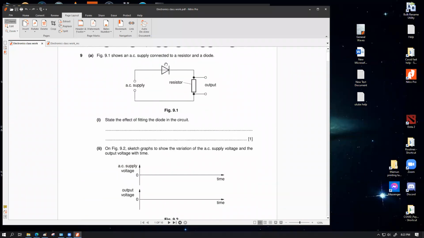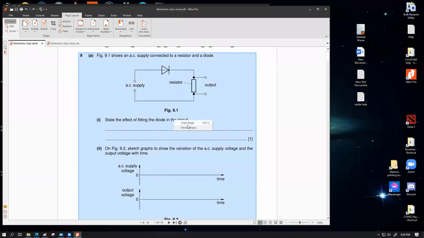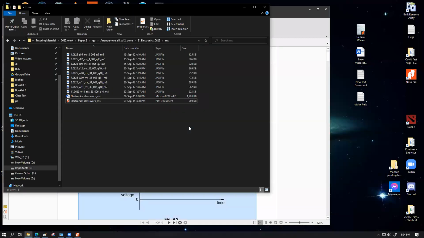Figure 9.1 shows an AC supply connected to a resistor and a diode. State the effect of fitting the diode in the circuit. The diode basically allows the current flow in one direction and stops the current in the reverse direction. So it simply converts the AC supply into a DC output. That's it. So how does this work? So if we have an AC supply over here, we copy this.